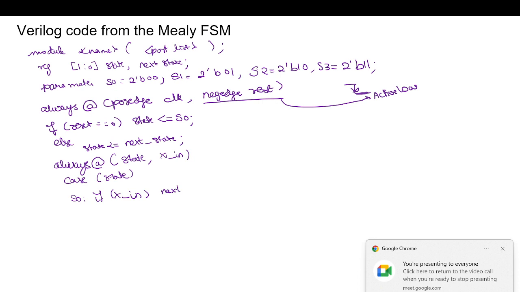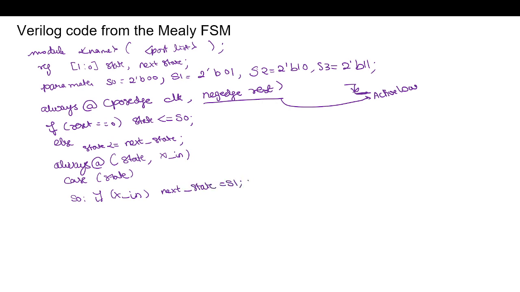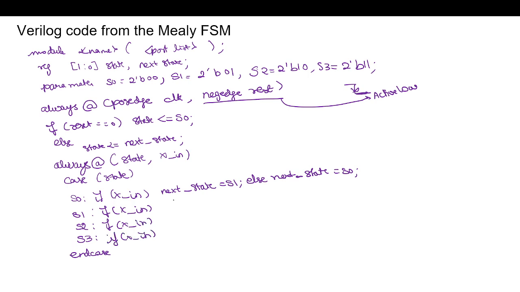My next state will be S1, else my next state will be S0. The same way you can write for S1, S2, and then S3. And like, you are in S2 state. What will be the next state?